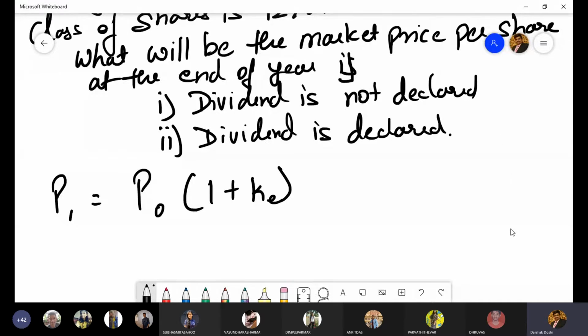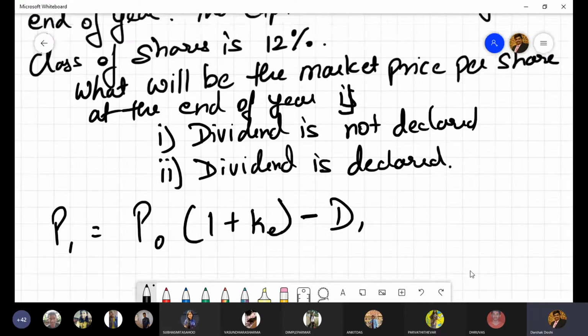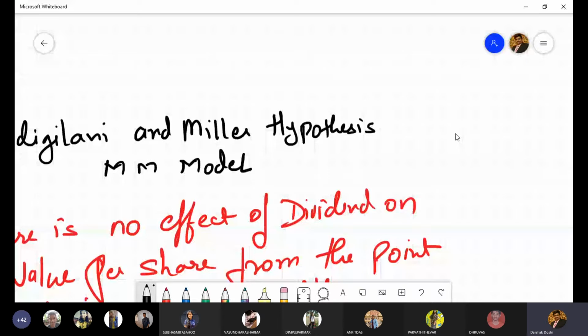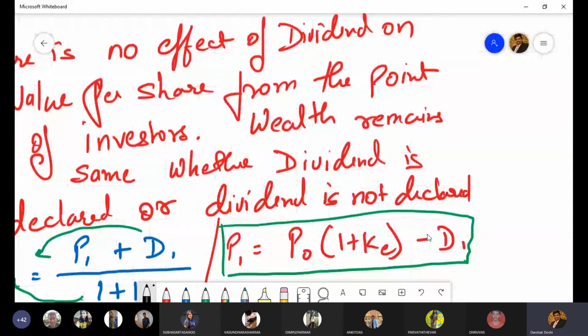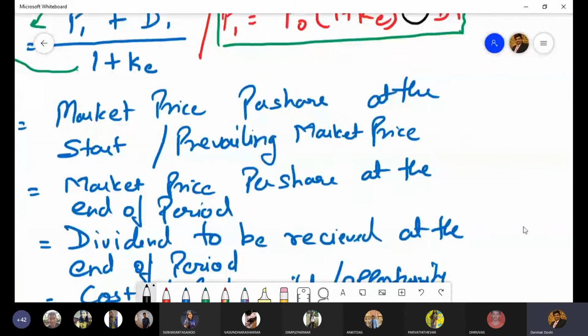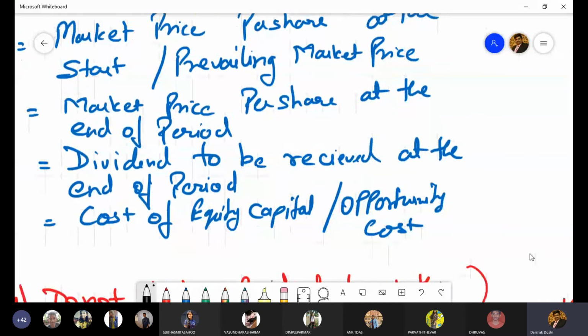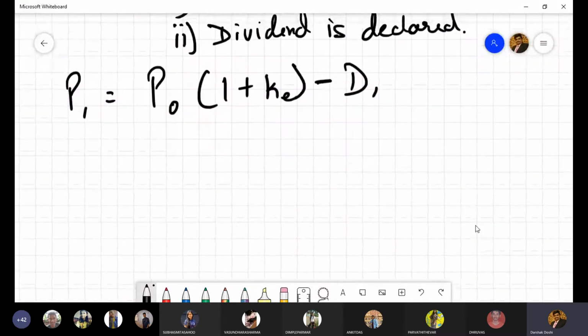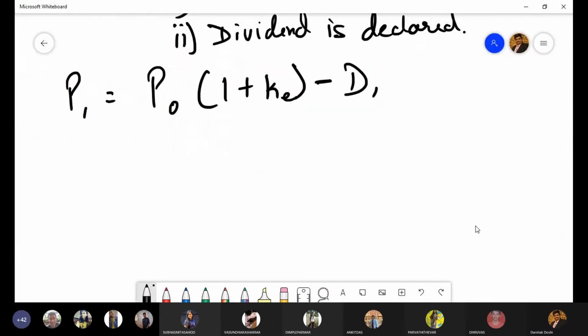Guys, what did I write as formula? I think at the top I wrote plus dividend, right? It is minus dividend. Let me just recheck. Minus. This is correct. I had a doubt whether I have written positive or negative. That is negative, minus D1. That's correct. So this is the formula which we have to follow.